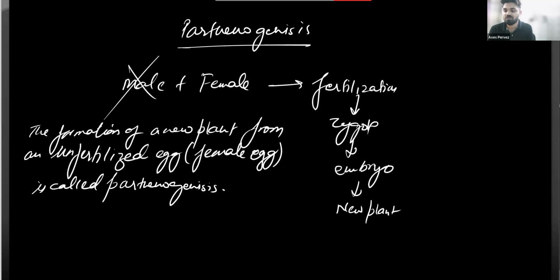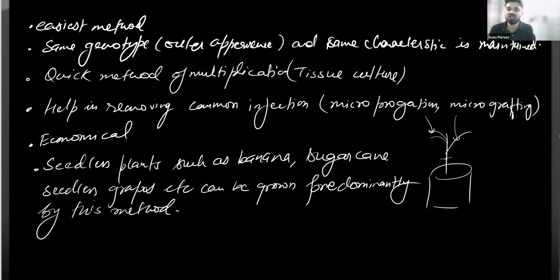Okay, so please note down here what the advantages of this are. The significance is that it is the easiest method through which we can grow the same genotype. Genotype means same genes, same outer appearance and same characteristics, and the same characteristics are maintained. Outer appearance is phenotype. Genotype is interior. So don't write it in brackets, write it as same genotype and outer appearance, and same characteristic is maintained.